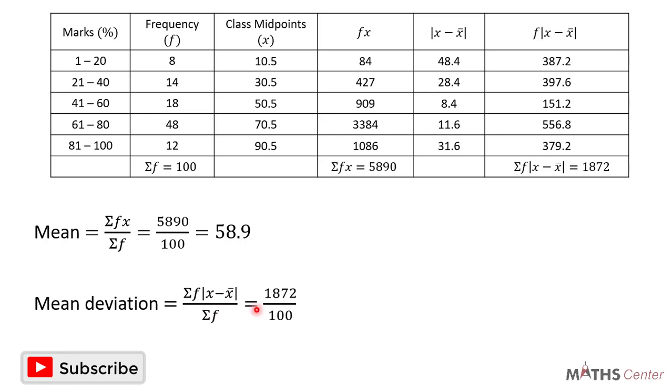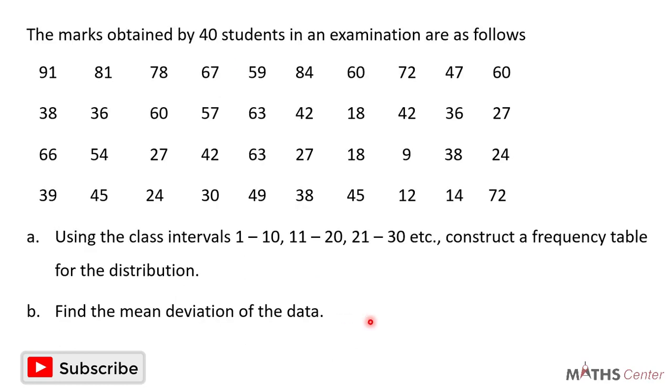The mean deviation will be equal to 1872 divided by sigma f, which is 100, and this will give us 18.72. So the mean deviation of the distribution is 18.72. Let's consider the last question.